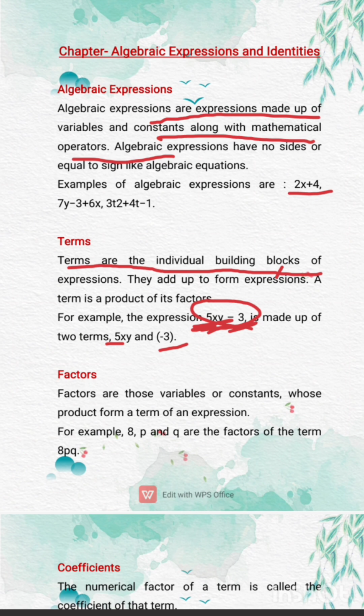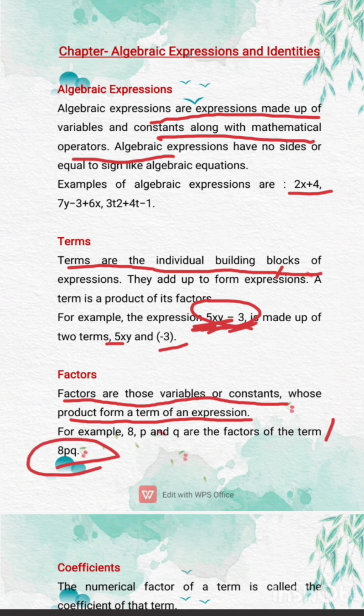Now let us come to the factors. Factors are those variables or constants whose product forms a term. That means, as we have seen in the example 5xy, in this we are having 5 as a constant, and x and y are the variables. So these are the factors of the term 5xy. Now if we talk about another example, 8, p and q are the factors of the term 8pq.